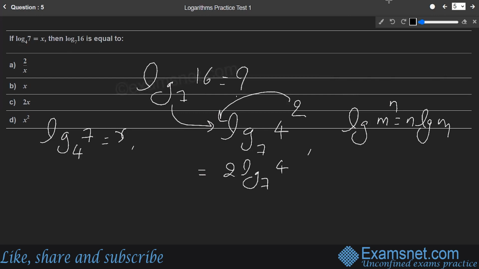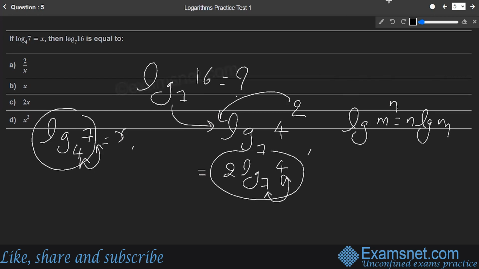Now we have to find out the value of 2 log base 7 of 4, and we already have log base 4 of 7. The number and the base are interchangeable. So if we have a property that can change the base and number of what is already given to us, then we will be in a position to find the value of log base 7 of 16 also.